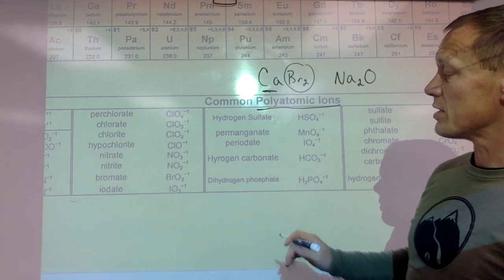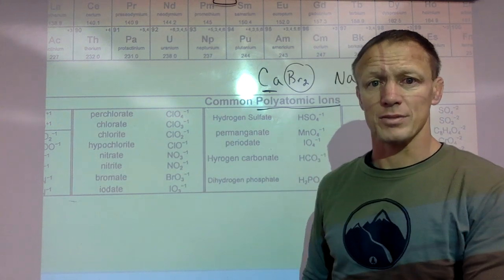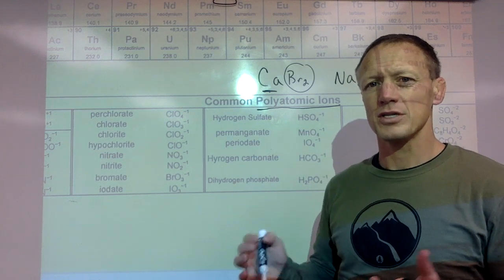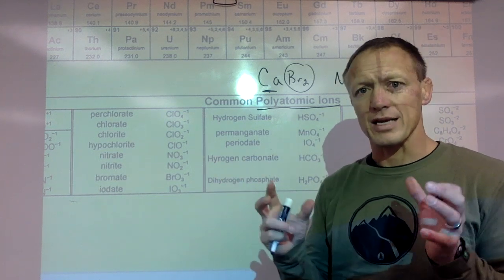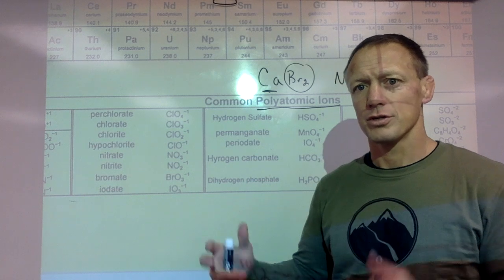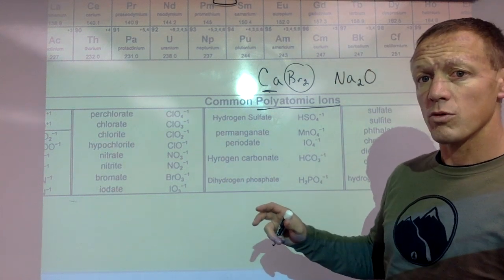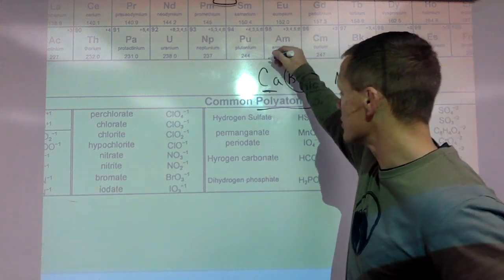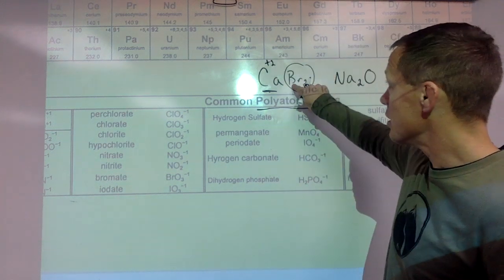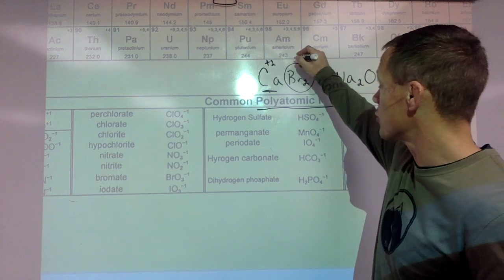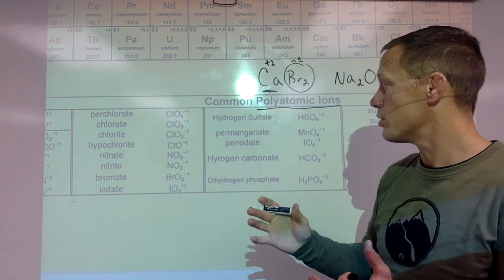What these are, are groups of atoms that now have a charge. For some reason in nature, there are groups of atoms that stay together, but they have a charge. So they're looking for something else that has a charge to equal them out. Remember, when we make compounds, they are always neutral. Like this is a positive 2 charge. These two bromines are each a negative 1, so that's a total of negative 2. So compounds always are neutral.